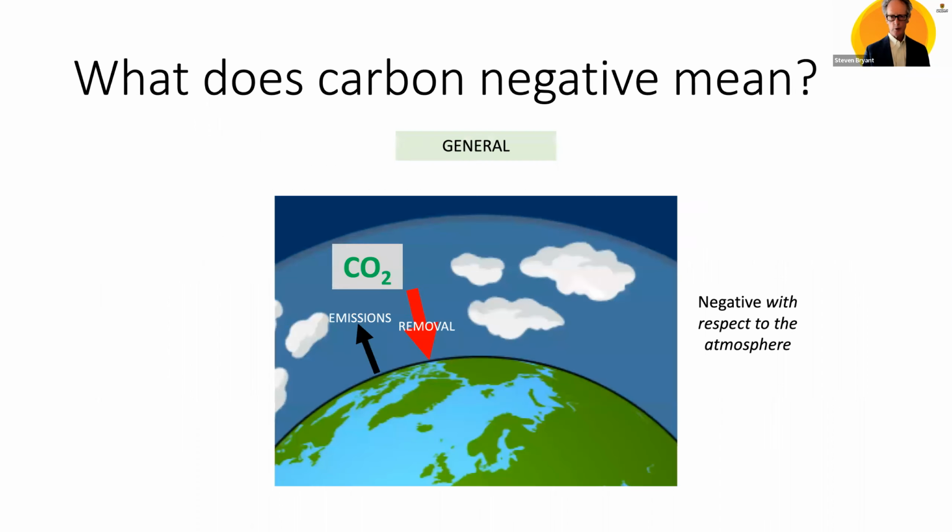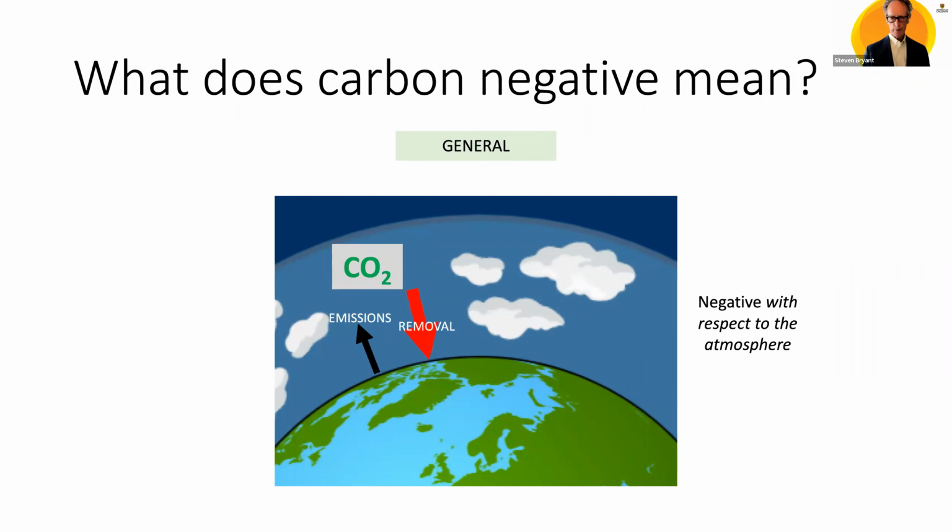So let's tell you where we're coming from. Negative for us means with respect to the atmosphere. So in this simple cartoon here, any process which is removing CO2 from the atmosphere, that's this red arrow, may also be emitting CO2 in the atmosphere, but as long as that red arrow, either the rate or the cumulative amount of CO2 removed from the atmosphere, exceeds the rate or cumulative amount of emissions into the atmosphere, that's a carbon negative process, again, with respect to the atmosphere.